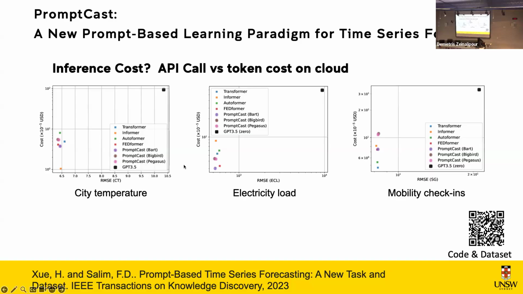And the error and prompt cost is the lowest in comparison as well. And this is PromptCast with BART. So the takeaway here is, if you know how to fine tune your model, you don't need big models. Small language models will do. But you need to know how to fine tune, you need to know how to prompt.